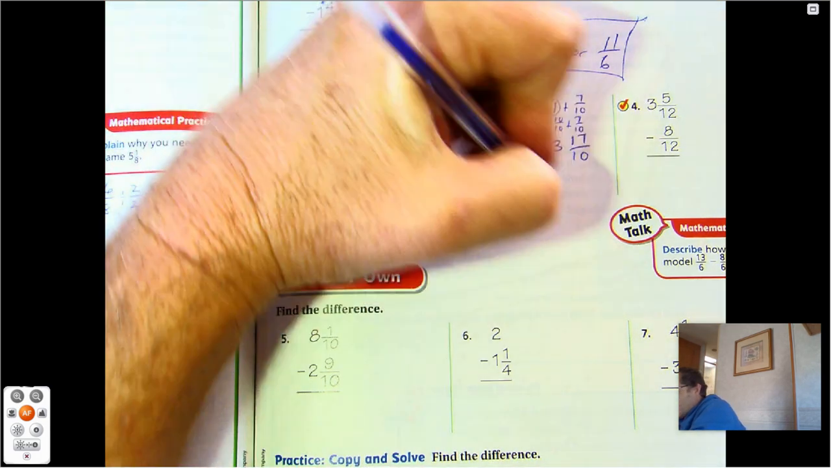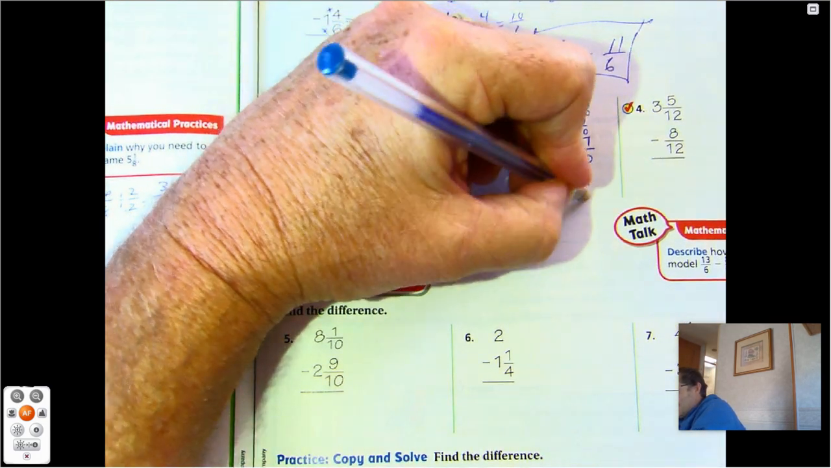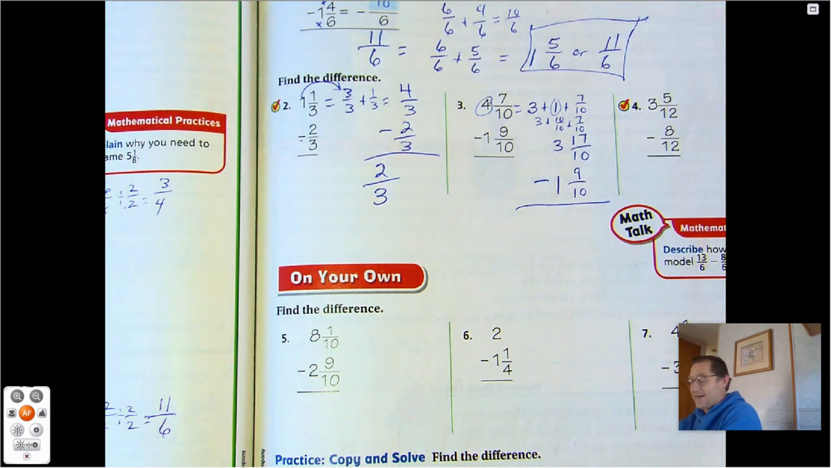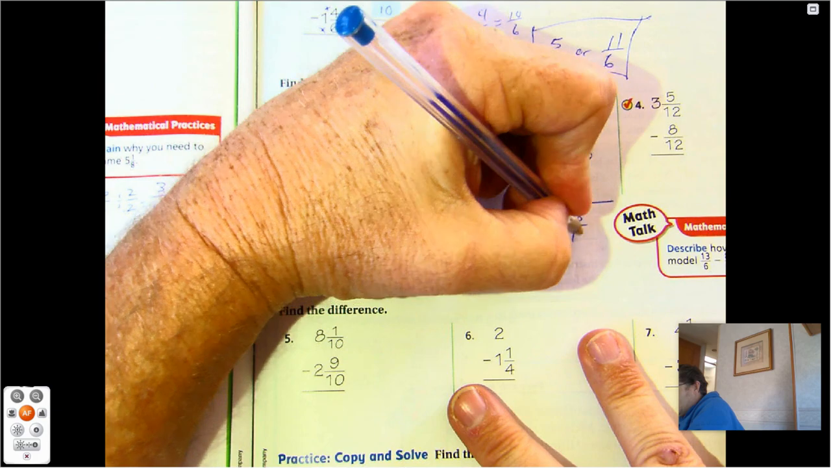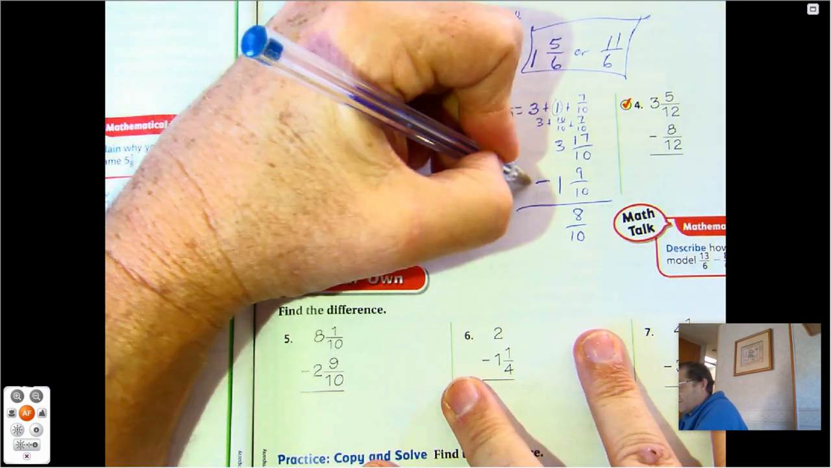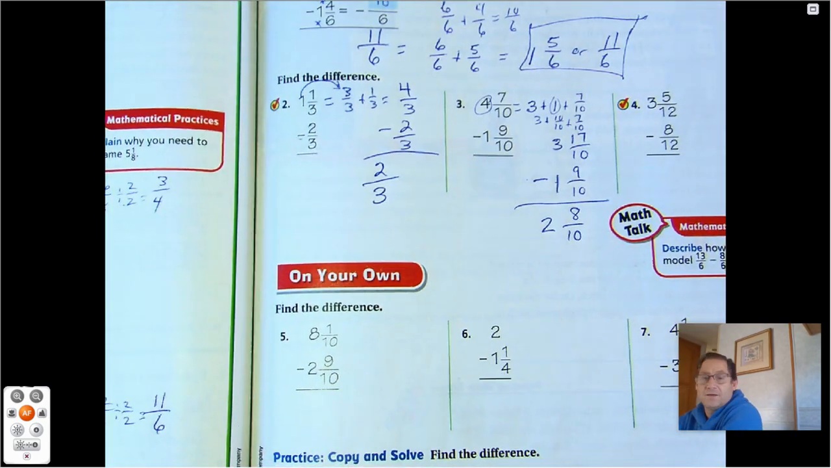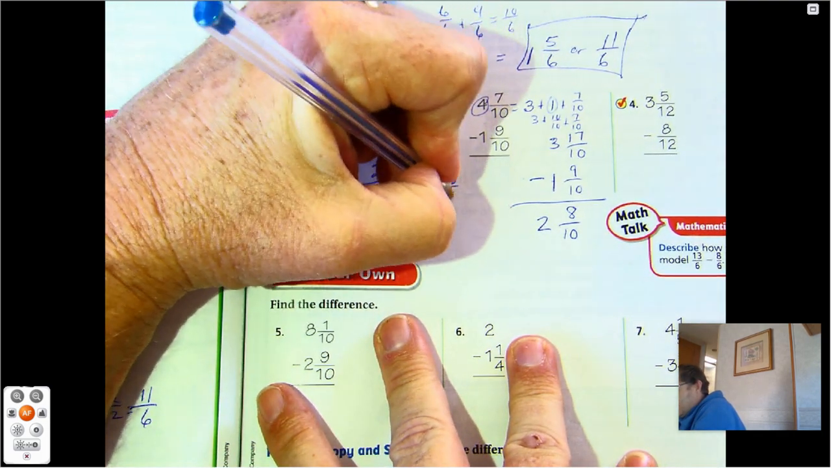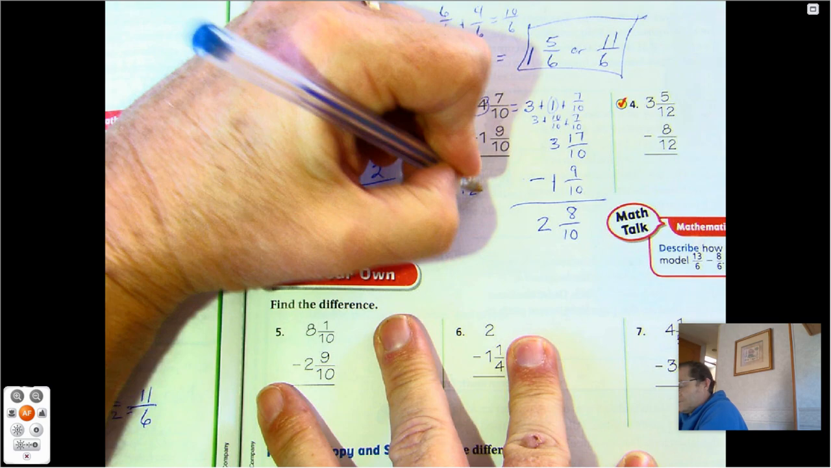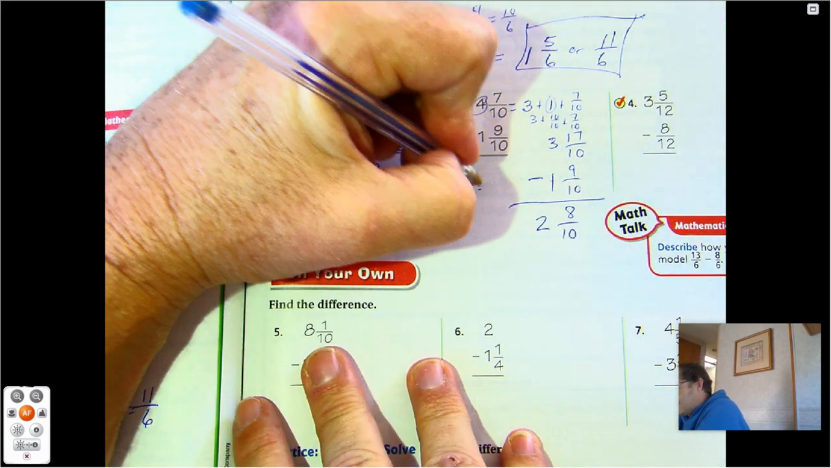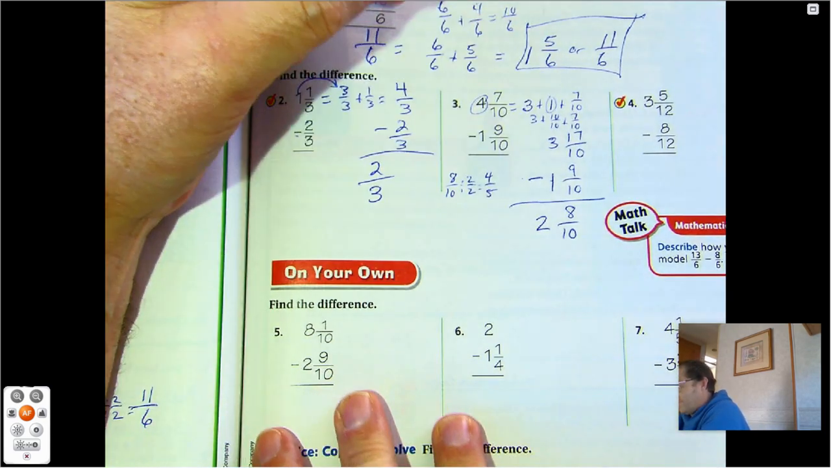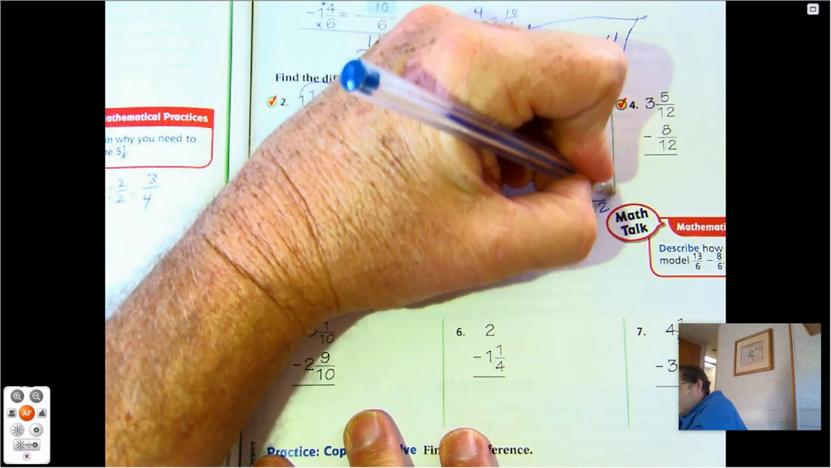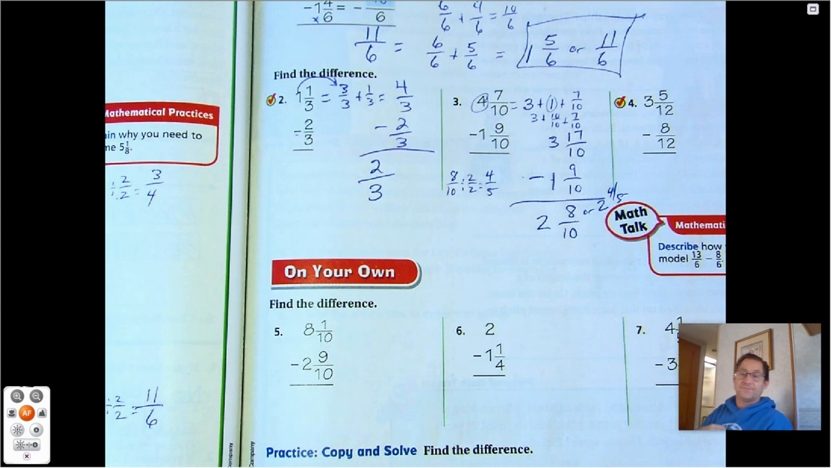Now we're going to subtract 1 and 9/10. 17 take away 9 is 8/10. 3 take away 1 is 2. Well, 8/10 is even, so I can divide by 2. And that would leave me 4/5. So 2 and 8/10, or 2 and 4/5.